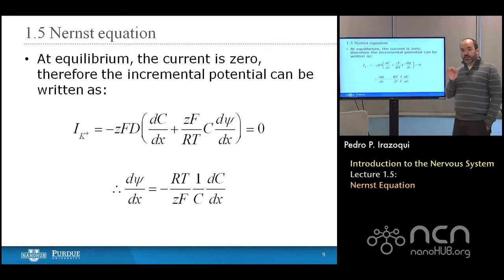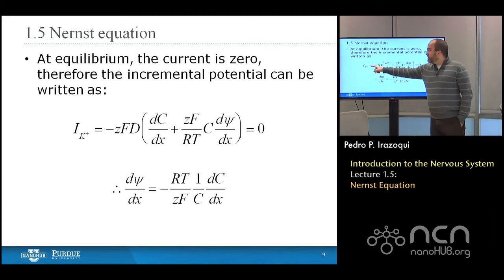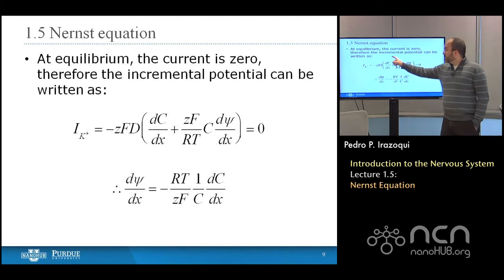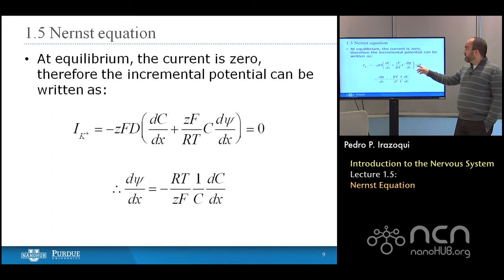And then we make a crucial observation. At equilibrium, the flow of potassium outside of the cell from diffusion will be equal and opposite to the flow of potassium ions into the cell from electrophoretic effect. And therefore, the net flow will be 0. And so the net current will be 0. So at equilibrium, the current, which is this equation that we've derived so far, will be equal to 0.